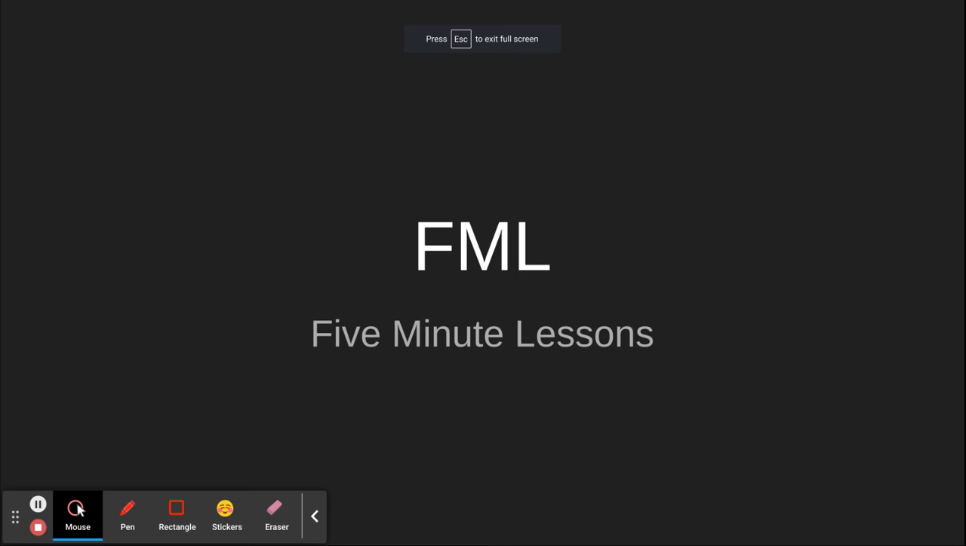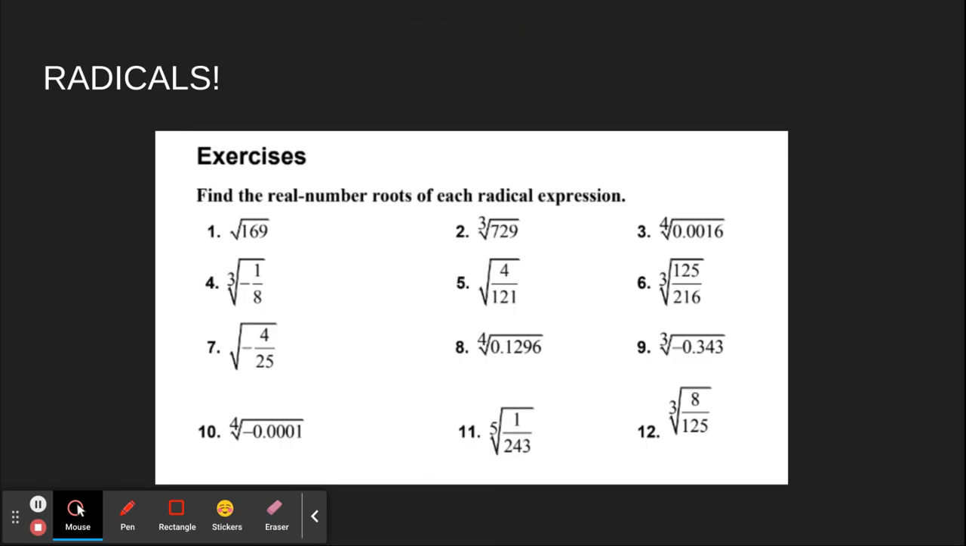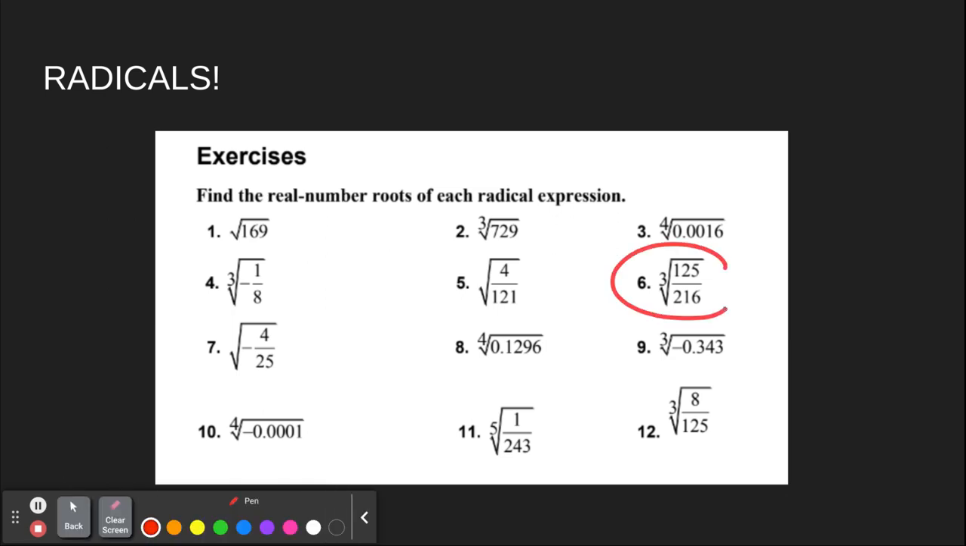All right, 5-minute lessons, radicals. I'm going to do as much of this as I can in about 5 minutes. Which one of these do you want me to help you with? Come on, just pick a number. Number 6, I heard a 6. Okay, that is the cube root of 125 over 216.